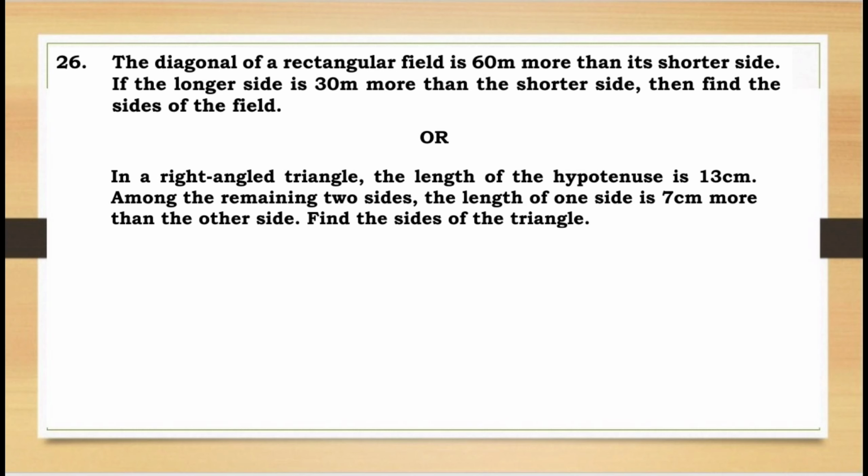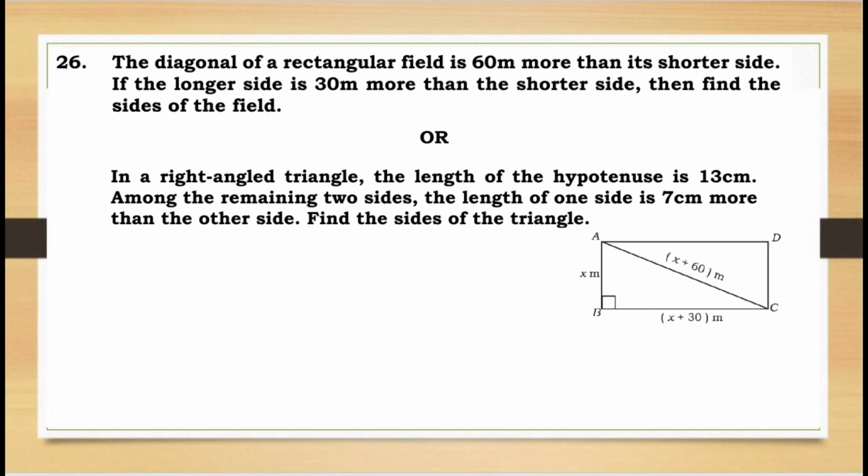Here there are two questions in this question. Now let's take the first question. Here, length of the diagonal is 60 meter more than its shorter side and the length of the longer side is 30 meter more than its shorter side. Draw the rectangle, it will look like this. Here I am taking length of the shorter side as x. Therefore, length of the longer side will be x plus 30 and the length of the diagonal will be 60 plus x. Here, apply Pythagoras theorem for triangle ABC.